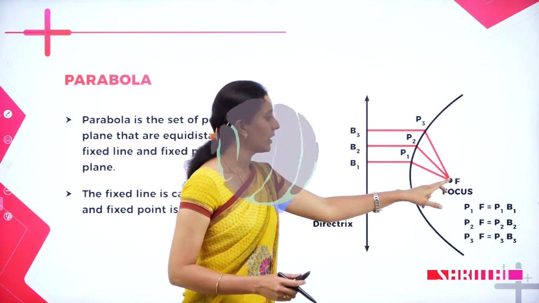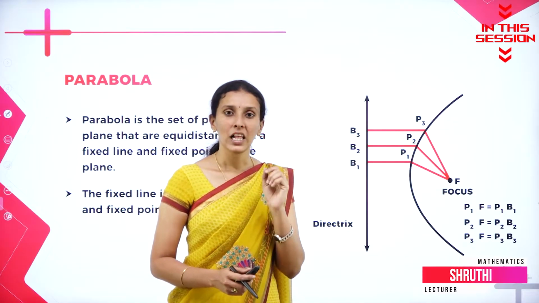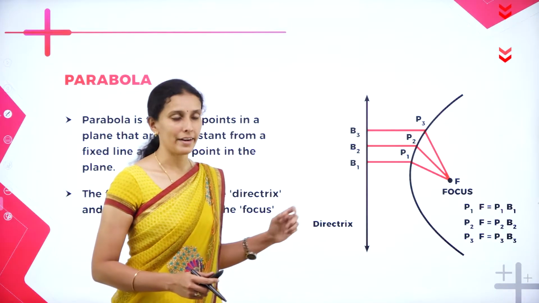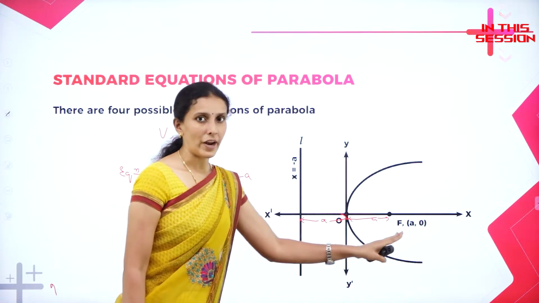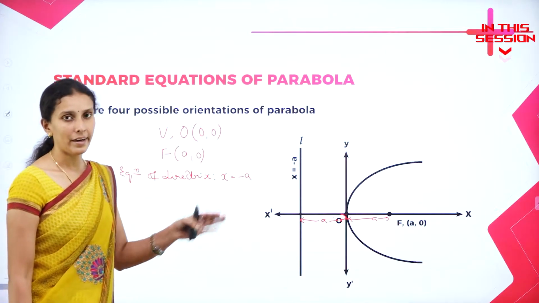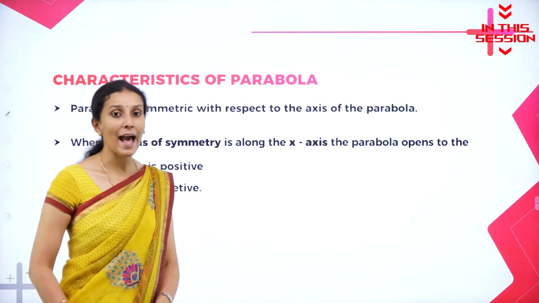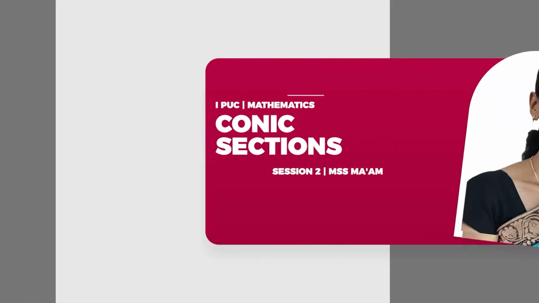If you take this F as a fixed point, that is called the focus, and the fixed line is called the directrix. The curve that opens to the right is called a right-handed parabola. See that the parabola is symmetric with respect to the axis of the parabola.